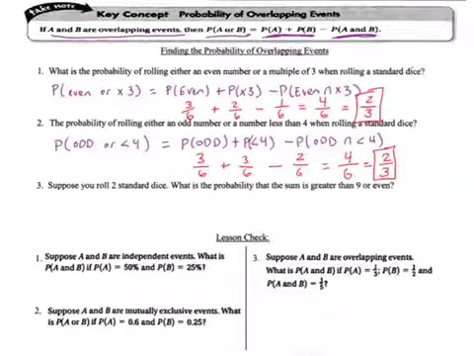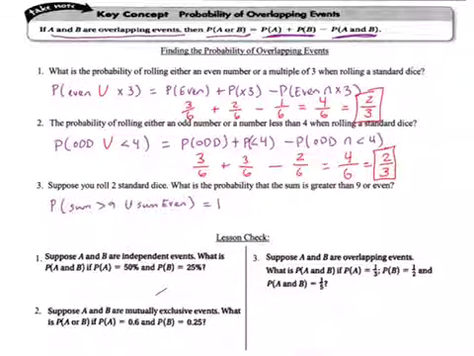And keep in mind, as we go through these, instead of writing "or" here, I could be using the symbol. All right, so in the last one, suppose you roll 2 standard dice. What is the probability that the sum is greater than 9 or even? So the sum is greater than 9 or that the sum would be even. All right, so probability of sum greater than 9 or the sum is even.